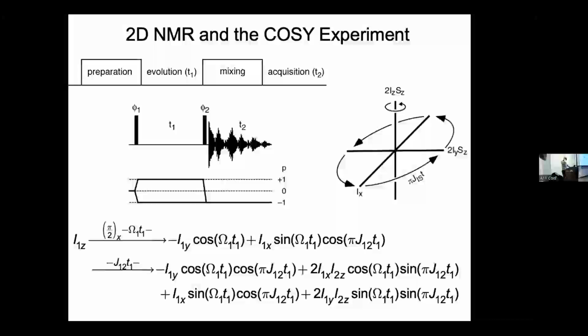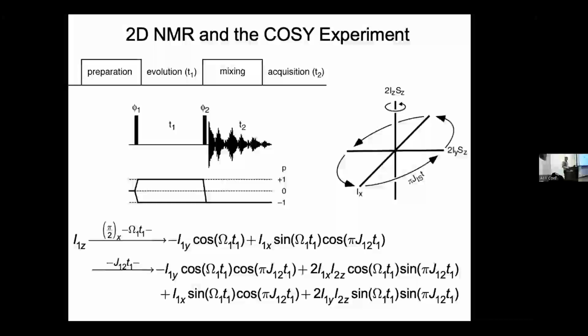And now comes the important part. By the way, the 2D experiments are usually conceptualized in this block structure. There's a period called the preparation, where we start with the equilibrium density operator and turn it into the desired operator. In this particular case, all we did was apply a 90-degree pulse. So the 90-degree pulse is the preparation period. But in other experiments, the preparation period might be a series of pulses and delays.